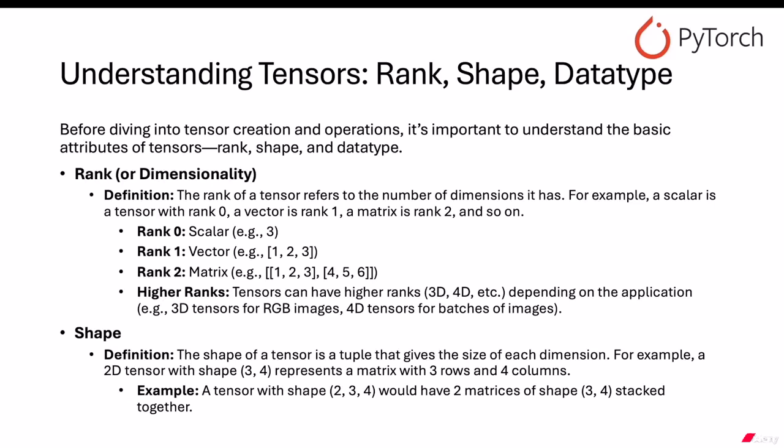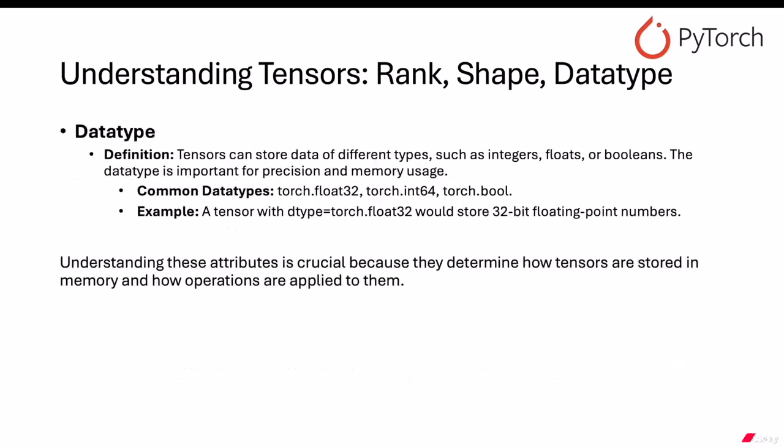Shape. The shape of a tensor is a tuple that gives the size of each dimension. For example, a 2D tensor with the shape 3, 4 represents a matrix with 3 rows and 4 columns. Example, a tensor with shape 2, 3, 4 would have two matrices of shape 3, 4 stacked together.